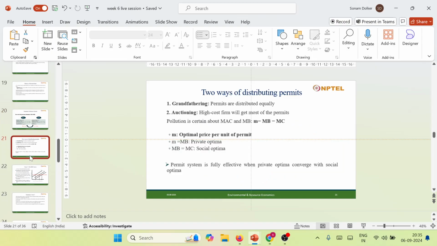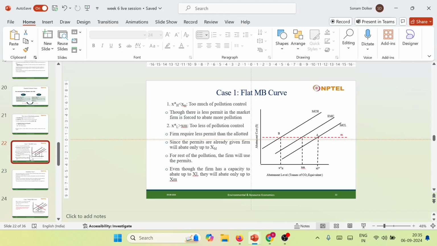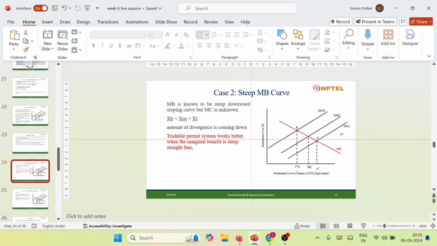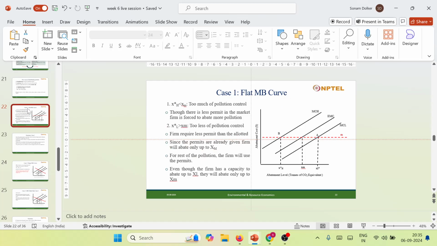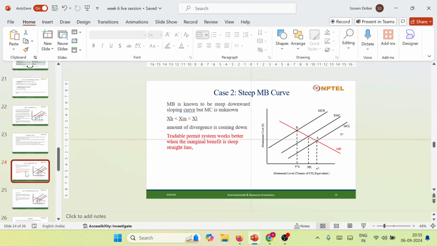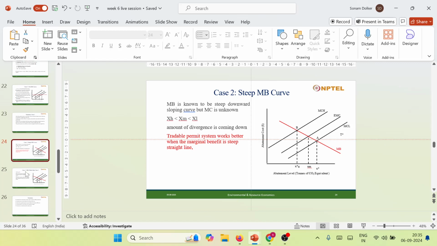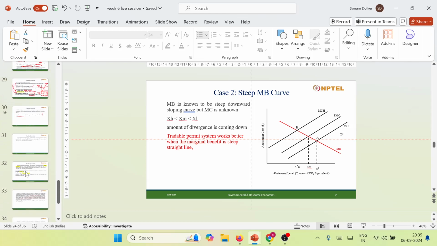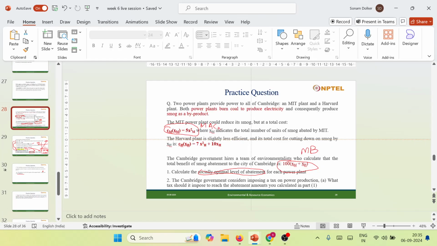So based on it, we have discussed three cases, that is flat marginal benefit curve, and then steep marginal benefit curve. So in contrast to the emission taxation system, in the flat marginal benefit curve case, the tradable pollution permit system is inefficient, and the steeper the marginal benefit curve, the more efficient is the tradable pollution permit system. So after that, we have tried to solve one of the questions with three different kinds of approach.